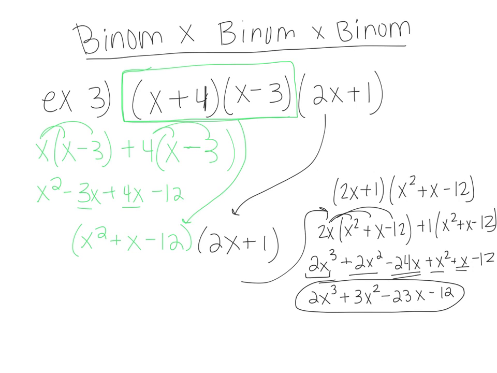And voila! When you multiplied it out, you should have got 2x to the third plus 3x squared minus 23x minus 12.